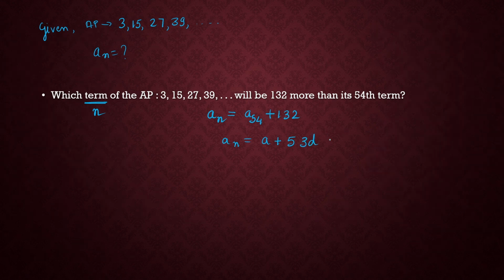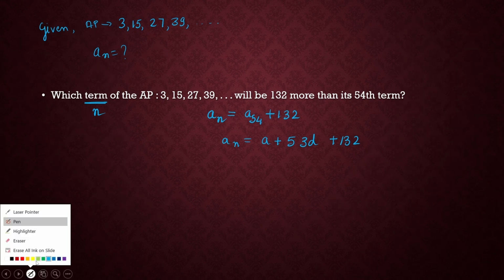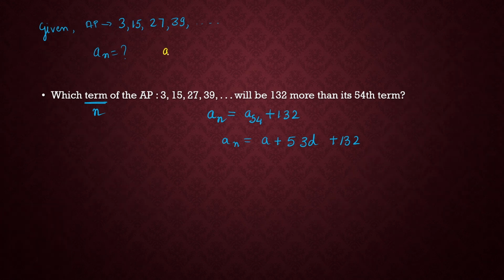Hope you understood how I wrote this. Plus 132. That's it. So here easily you can find the value of A. So what's the value of A from the question? You can observe that the value of A is equal to 3. And the value of the common difference is 15 minus 3. That's equal to 12. So this becomes equal to 3 plus 53 into 12 plus 132. That's it. So that's it. This is your answer. Okay, hope you understood this one.